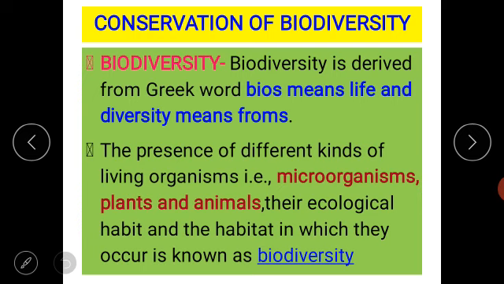The common example you can take is the dog. See, the dog is a domestic animal and you can see many species and many varieties of dog. So that is biodiversity in the case of the dog. Likewise, other organisms also show biodiversity.